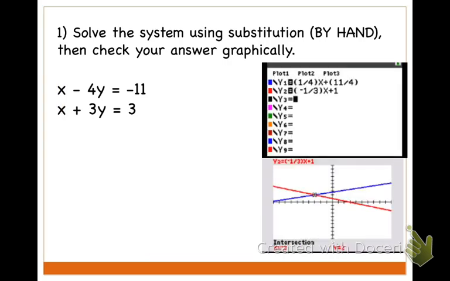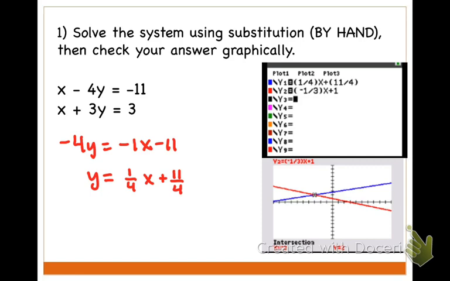Now the thing with the graphing calculators, it has to be in that y equals mx plus b format. So you do need to solve both equations for y, and you are going to get those fractions in there when we do that. So that first equation there becomes, we subtract the x from both sides, we get negative 4y equals negative 1x minus 11. And then dividing everything by negative 4, I get 1/4 x plus 11 over 4. So we want to make sure we have those parentheses in there when we type it into our calculator.